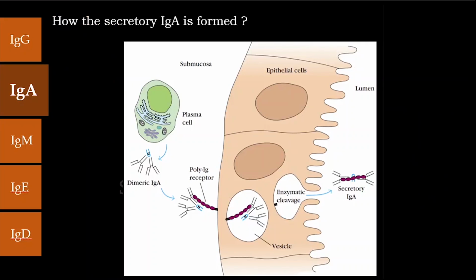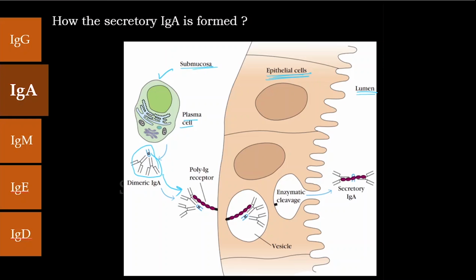Now, how is secretory IgA formed? Let us understand this with this diagram. This is the plasma cell. It's written over here, this is the plasma cell. This plasma cell will start producing IgA. These are the IgAs, right? These IgA will then migrate to the epithelial tissue. This is the epithelial cells, this is the submucosa, and this is the lumen.